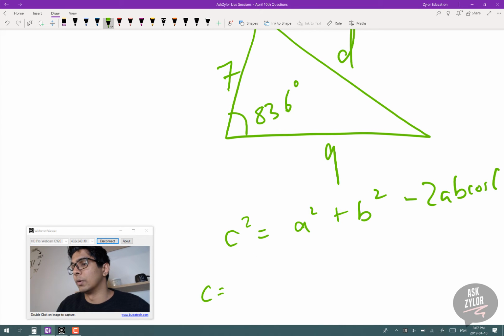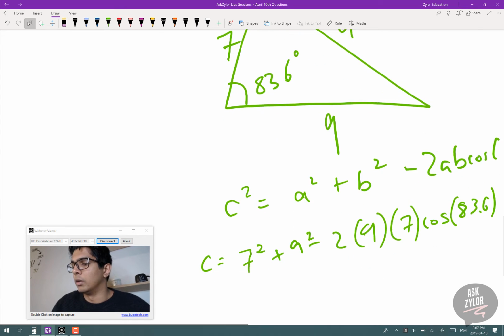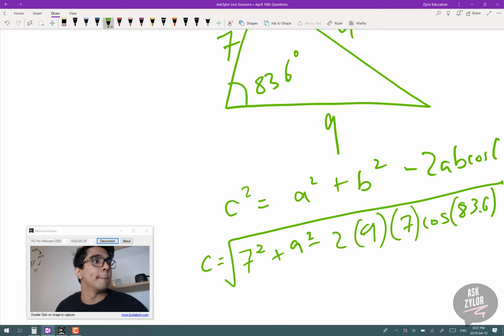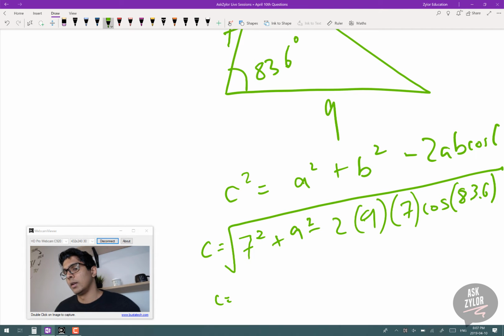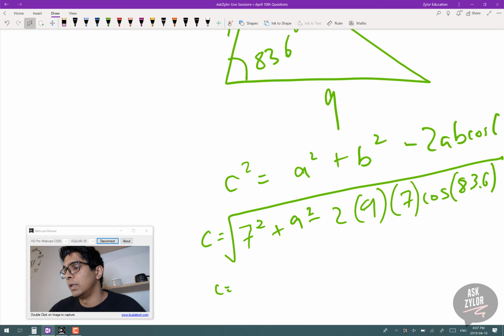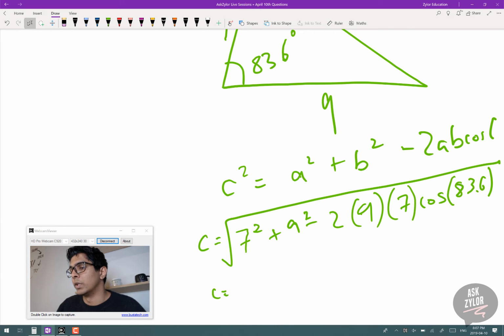This time I have my angle and I'm trying to find the side. So I'm just going to plug in 7 squared plus 9 squared minus 2 times 9 times 7 times cos 83.6, and all of this will be square rooted. So we're doing a question about using the cosine law to solve this parallelogram, to find the diagonal and the interior angles. We found the interior angles, and now I'm finding the second diagonal, which is the shorter diagonal. When I evaluate this, I should get 10.78 centimeters.